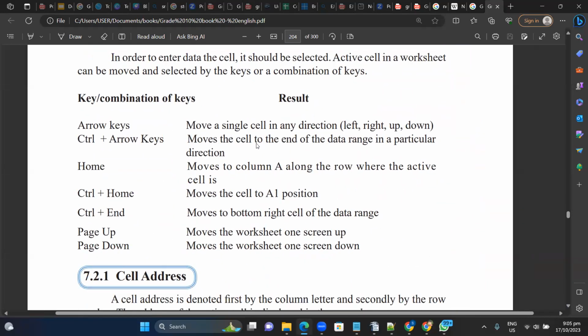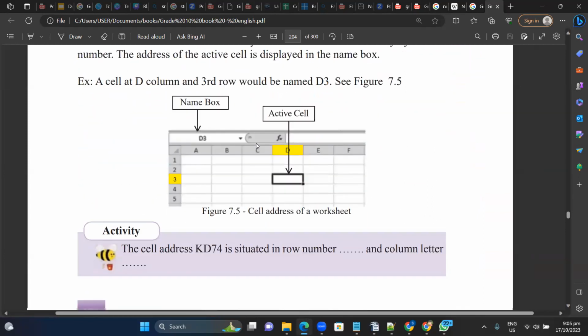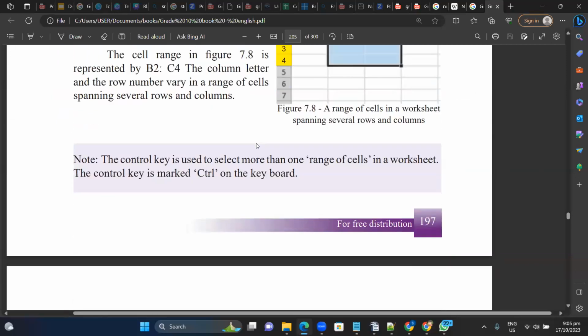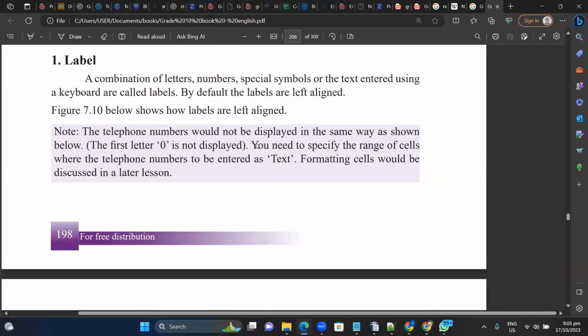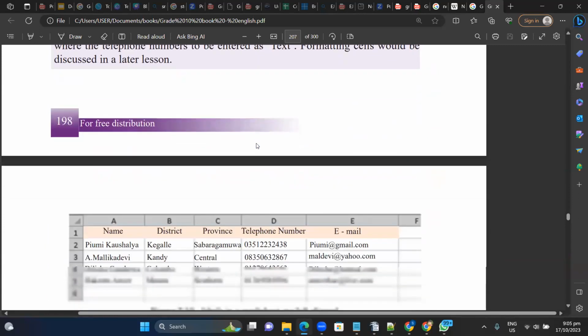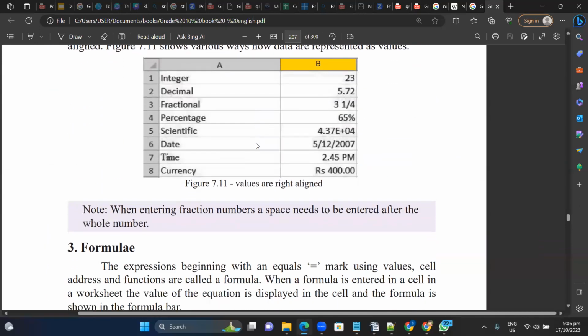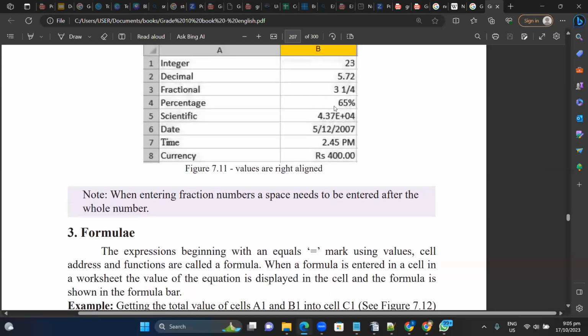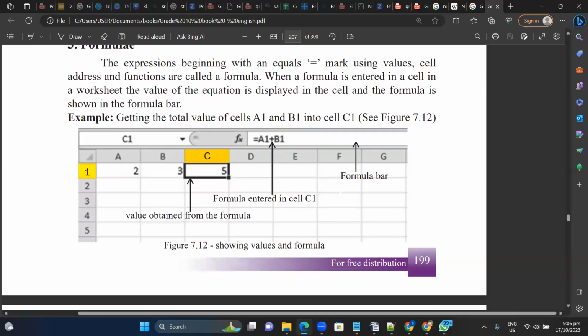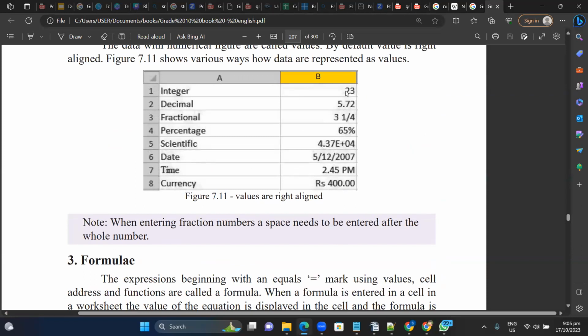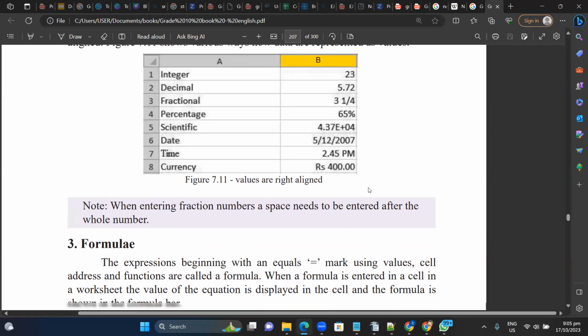Okay, then actually going through the pages, shortcuts we have discussed, this cell address we have discussed, how it is generated, cell ranges we have discussed, then writing functions we have discussed, data entering and labels we have discussed, values we have discussed, different types of values we have discussed, currencies and all, how to format them. This is integer, decimal, fractional, percentage, scientific numbering, 4.37 E 4, which means 10 to the power 4. Date format, time format, currency format, we have learned that.